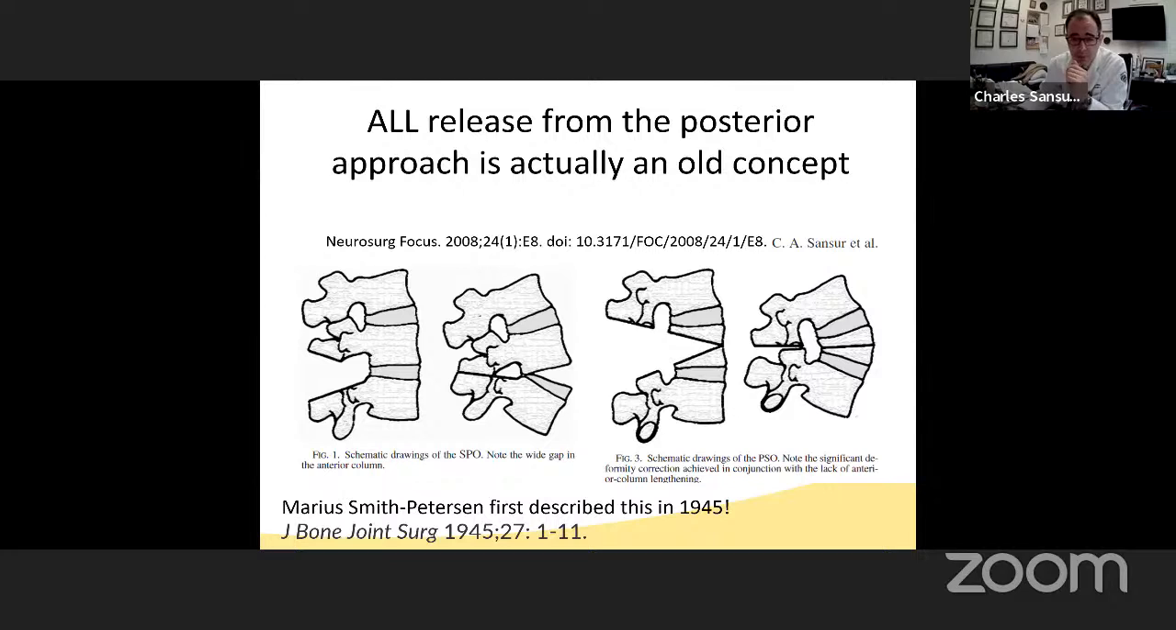I think that's an important point, because nowadays when we use the term Smith-Petersen osteotomy colloquially, it very often is just a small posterior column osteotomy without necessarily lengthening of the anterior column, and it's sort of lost a little bit of its original definition over the years.